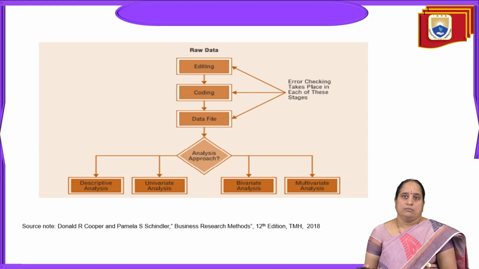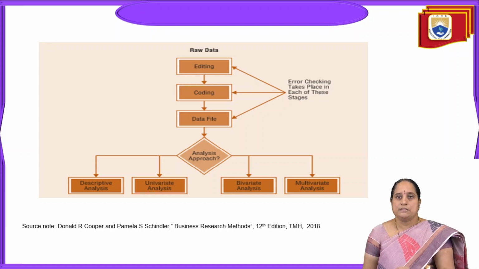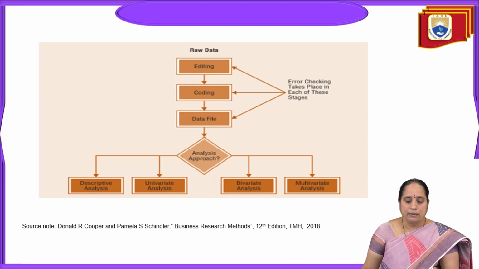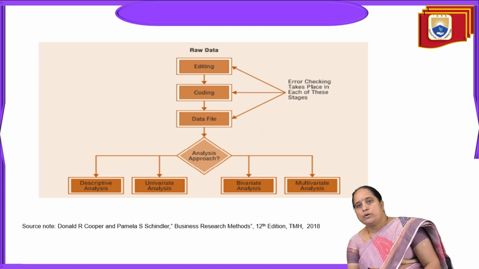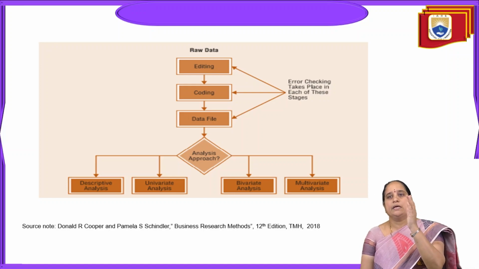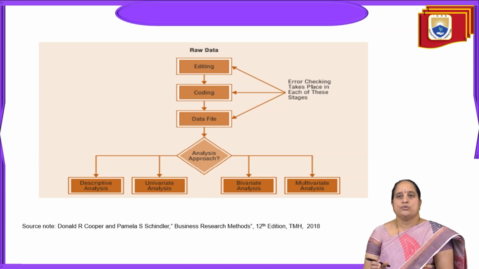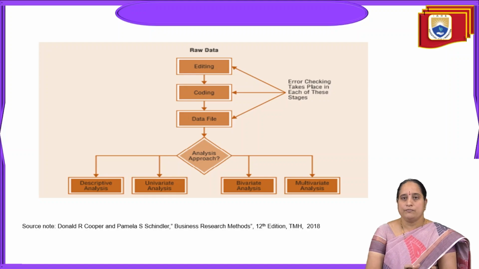Then coming to the processing of raw data, what are we going to do after collecting the data? As we discussed earlier, the first step is editing, then comes coding, data file, then the analysis approach. In the first three steps, error checking takes place in each of these stages. If any errors are there, we need to rectify those errors.